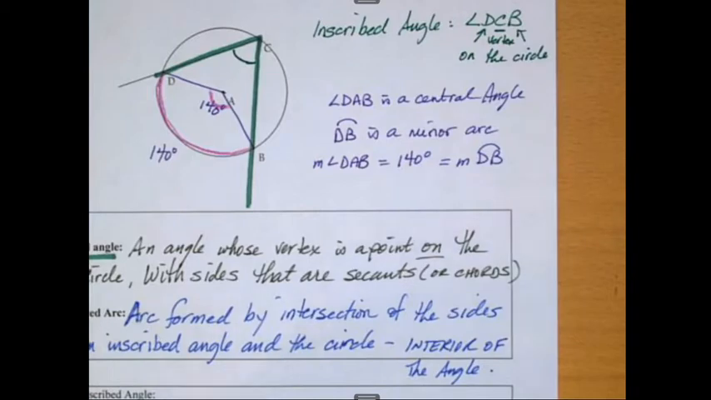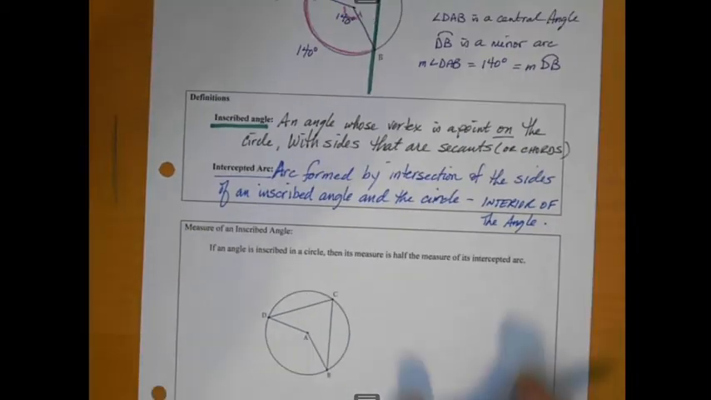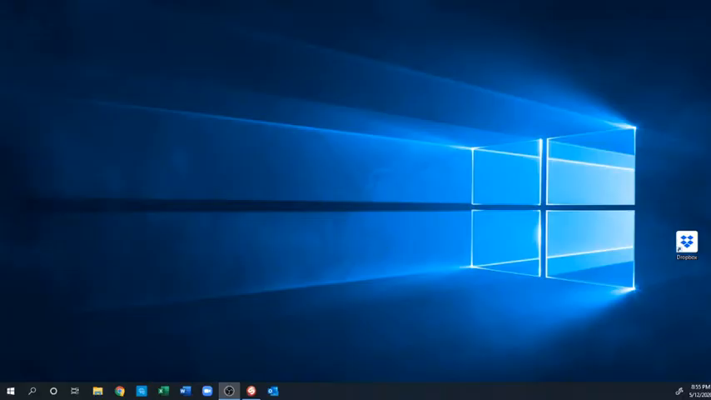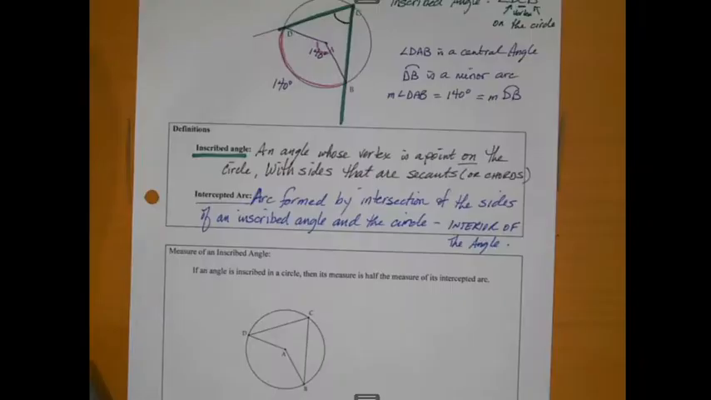Now, what are the other parts? What would be angle DCB? Well, we're going to talk about this word down here, intercepted arc. Let me zoom out just a little bit. An intercepted arc is the arc formed by intersection of the sides of an inscribed angle. It could be of a central angle. Oops, what happened there? Technical difficulties. Hold on for one second. Sorry about that.